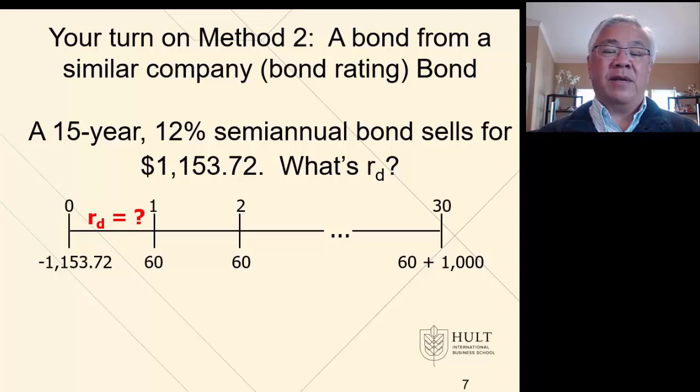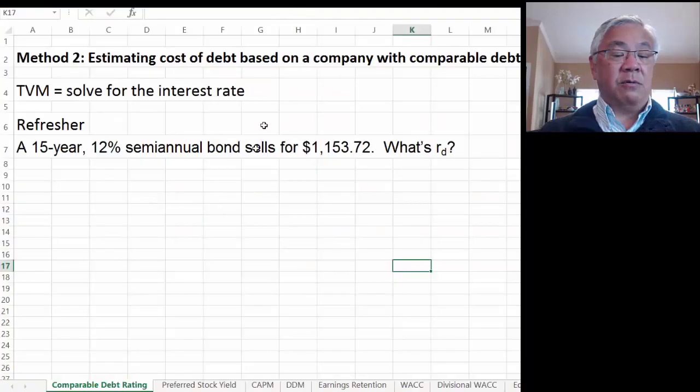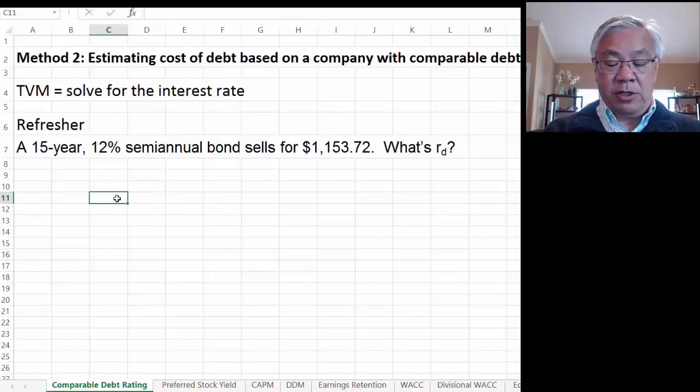We're going to look at a similar company, and this will be a bit of a review. In this example, we find a company that has a similar bond rating and a similar characteristic of their borrowings. And we find that there's a company with a 15-year, 12% semi-annual bond that's currently trading at a price of 1153.72. So we would say, what is the rate of interest for this comparable company? And then we can assume, big assumption, but assume that that would be a similar rate of borrowing for us. So we can sketch this out or use the formula.